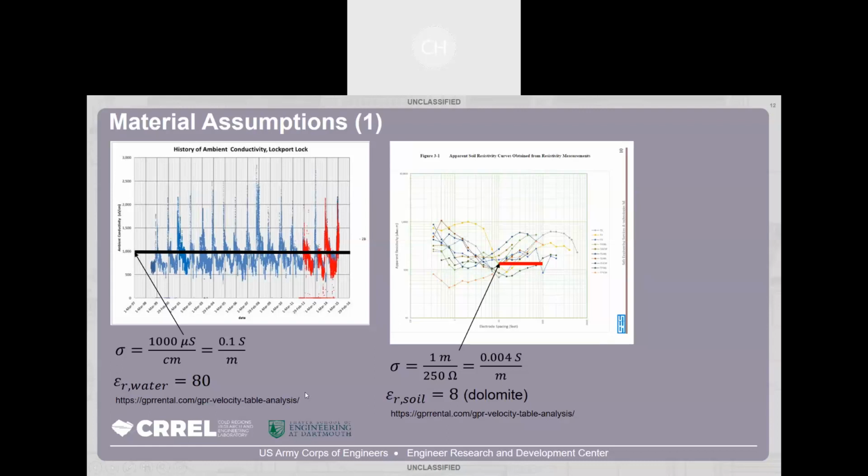So through most of our models, we've kind of taken an assumed value for the water as 0.1 Siemens per meter. And then for the soil, there was some resistivity testing done early on. I know Brandon Road has just finished up some, but based off that resistivity modeling, we've decided on a bulk value of 0.004 Siemens per meter for the soil.